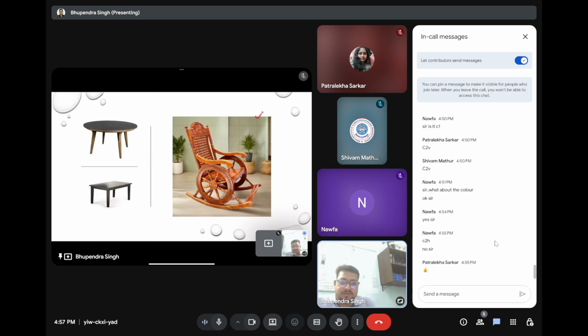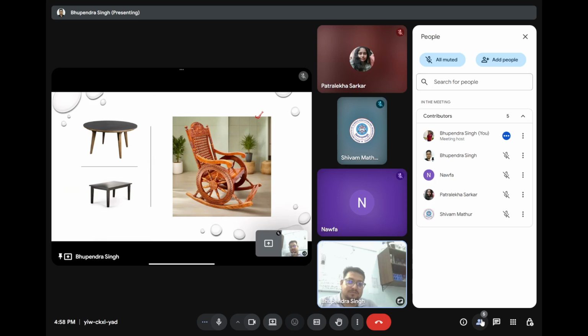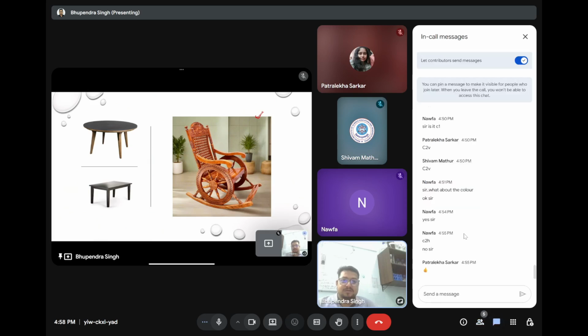Okay, nobody is responding. Looks like you guys are not able to find the point group of this chair. Shivam, Patlika, Nafa, who else is there? Okay, three of you are there. Nobody is responding. Okay, no idea. So I can see a sigma. Yes, sigma plane is there.